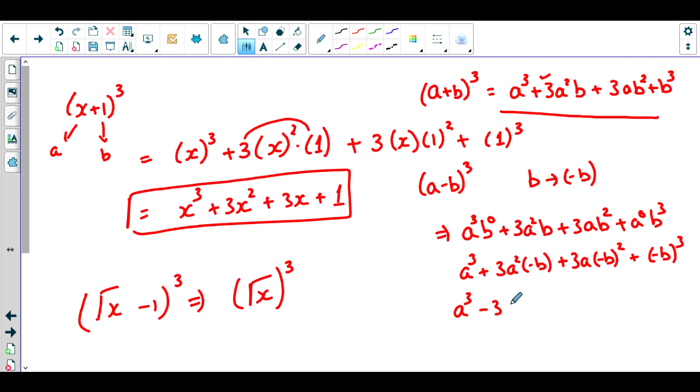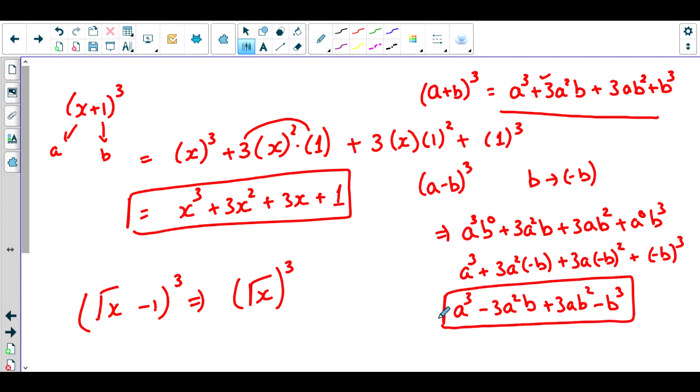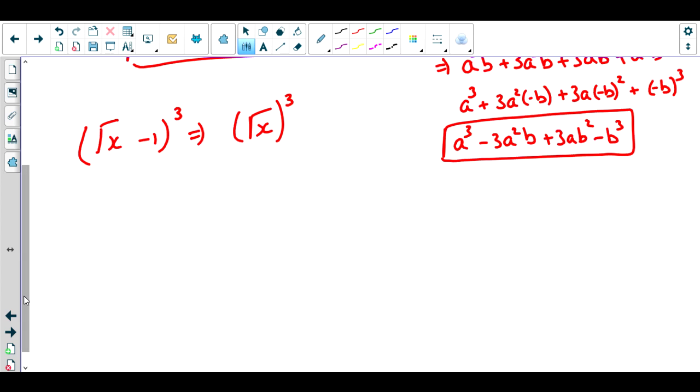So what formula do we get? A cube minus 3a square b, because this plus minus will become minus. This is minus b square, and when you take the square of minus, it becomes plus. So we have plus 3ab square, and the cube is negative, so minus b cube. This is the formula we get. Same way you can solve for higher powers also, like a minus b power 4, a minus b power 5. Take the coefficients from the same Pascal triangle and replace b with minus b. Next question, when we solve for higher powers, we will see how we can use it.